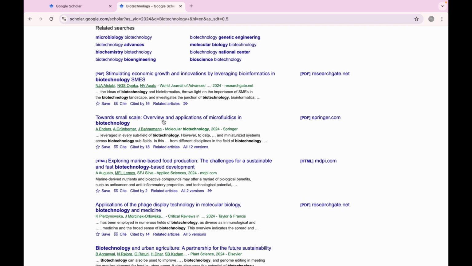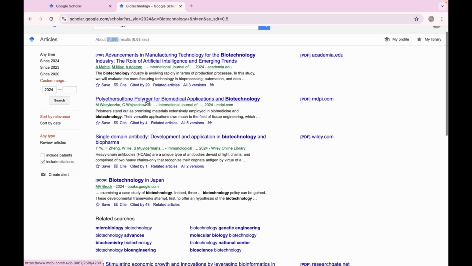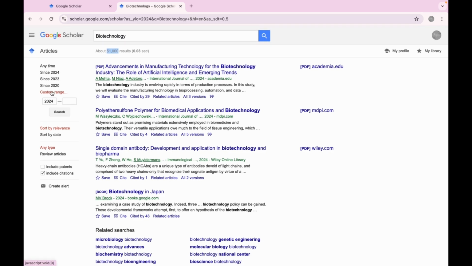From this page, you can decide which year's papers or research articles you want to read or refer to, right? Now, what is this? Sort by relevance or sort by date?